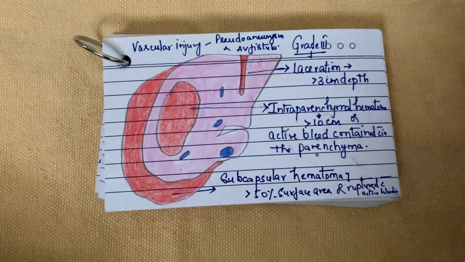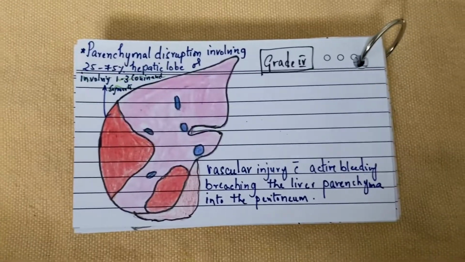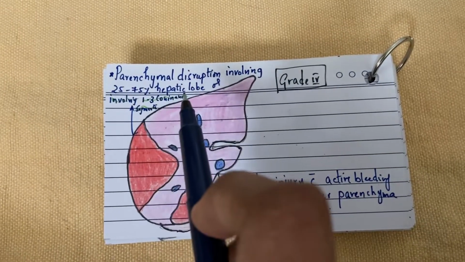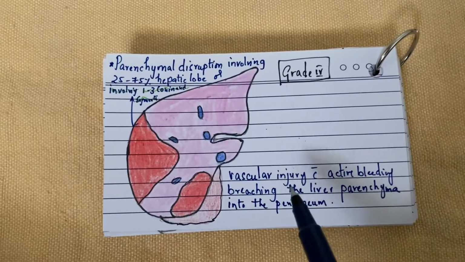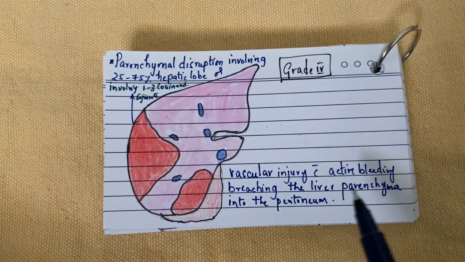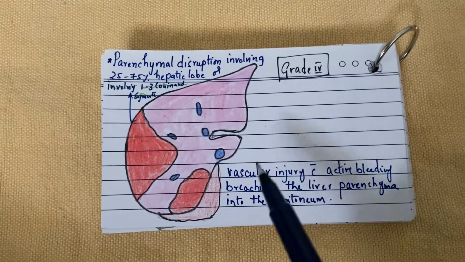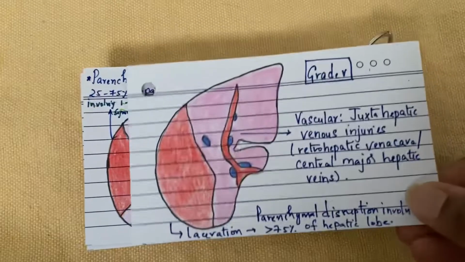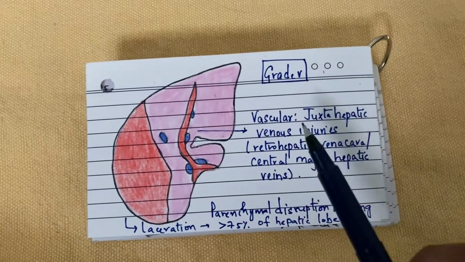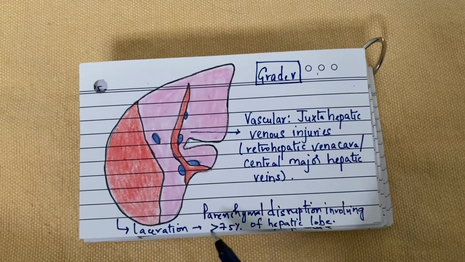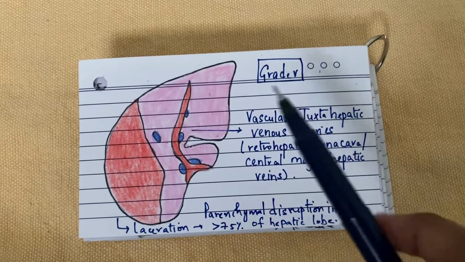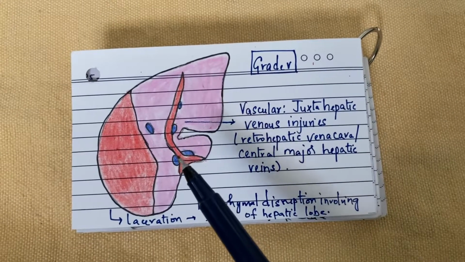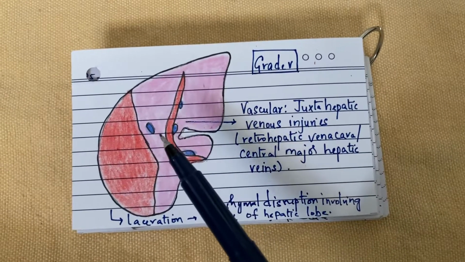That is grade 3. In grade 4, we have parenchymal disruption involving 25 to 75% of the hepatic lobe, or we have a vascular injury with active bleeding. It is breaching the liver parenchyma and spreading into the peritoneum. That is grade 4. Coming to grade 5, parenchymal disruption is present, that is a laceration involving more than 75% of the hepatic lobe, or we have a vascular injury called juxtahepatic venous injuries. That is, it involves the central major hepatic veins and retrohepatic vena cava.